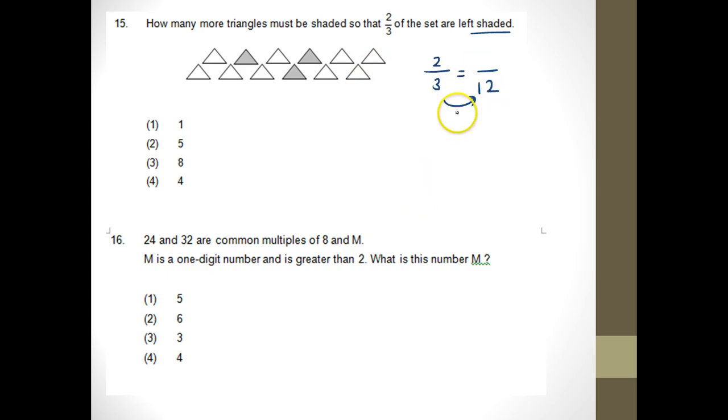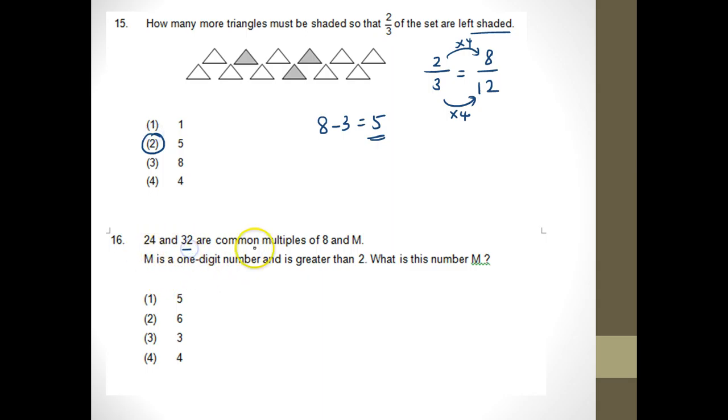They are all together 12 triangles. So the equivalent fraction will be times 4. I need to shade 8 of the triangles. I have already 3 shaded, so 8 minus 3, I need to shade 5 more. Option number 2.